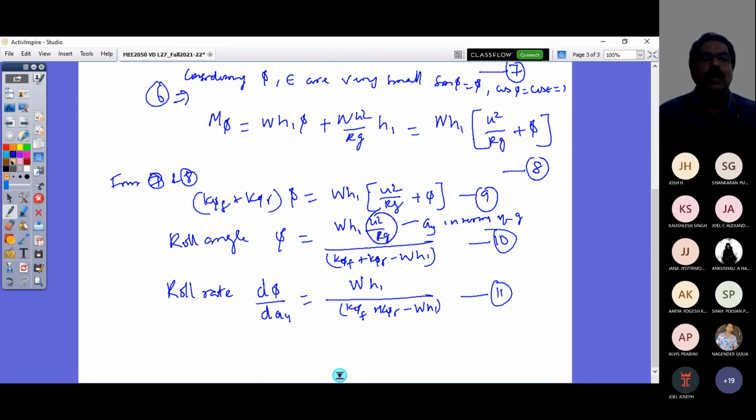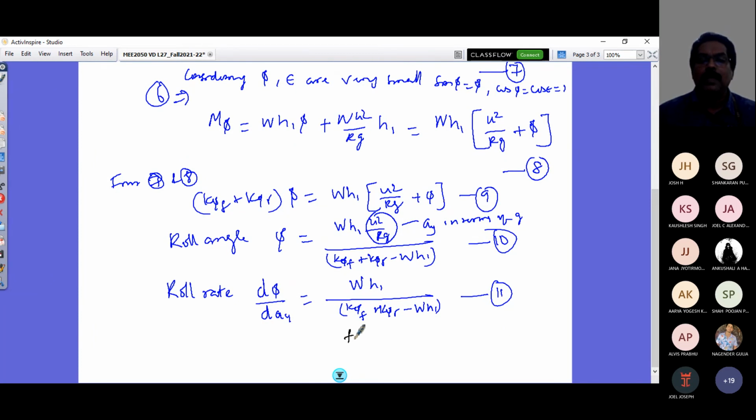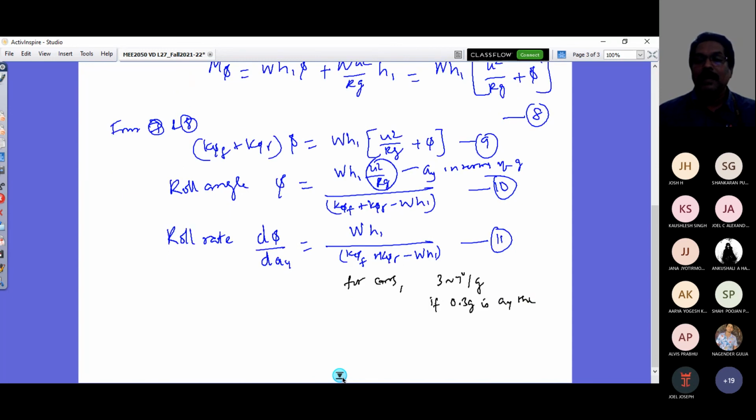So what is the typical value of this roll rate for cars? The roll rate would be 3 to 7 degrees per G. So if you're getting 0.3 G as AY, how do you get your roll angle? Your roll is equal to the roll rate, whatever you have, dou phi by dou AY, multiplied by this 0.3 times G. If you do that, you get that angle, and that is your roll angle. So that's how it is calculated.